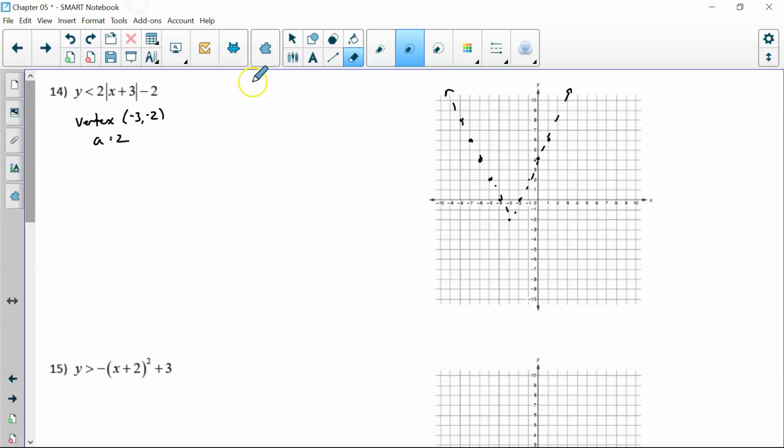So now, pick a test point. If I can use 0, 0, I try to use it. It's just easier to work with. Doesn't matter if it's inside or outside. If it works, shade where it is. If it doesn't work, shade where it is not.